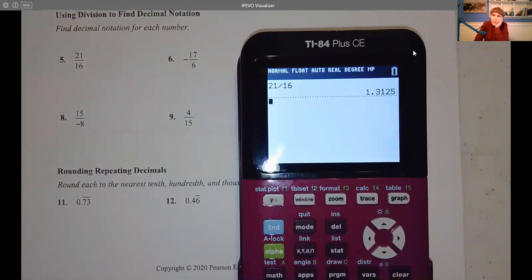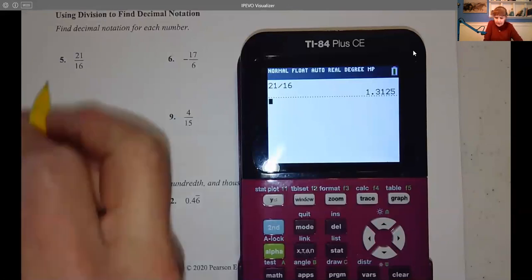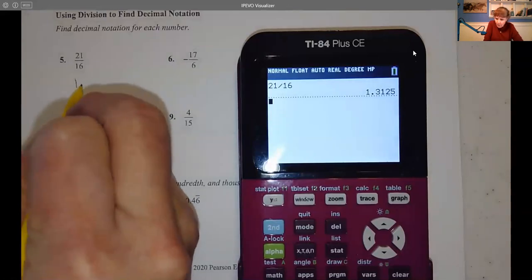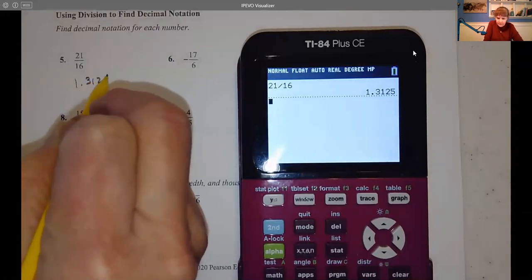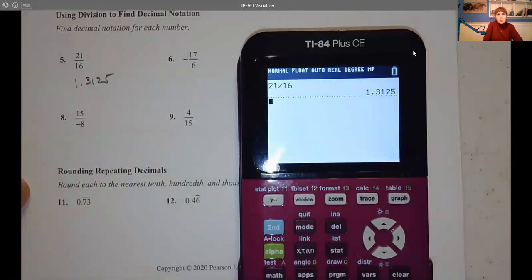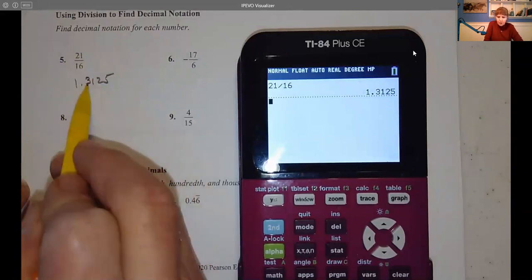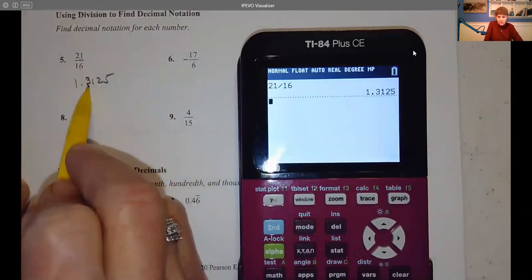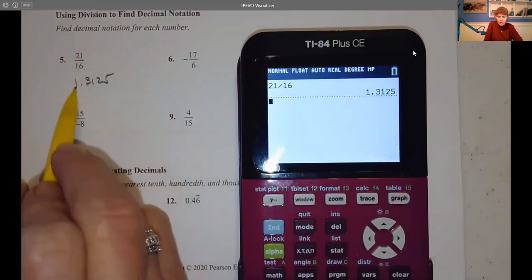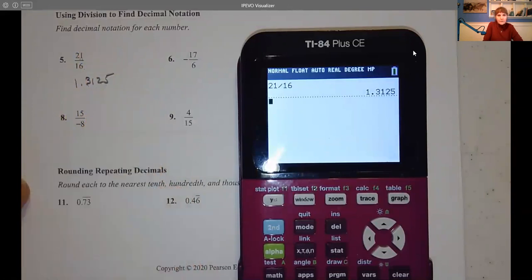It doesn't tell you where to round off your answer. And if they do, you'll need to round it off. But in this case, they don't. So what MyMathLab wants is 1.3125. So these two are equivalent in value, 21/16 or 1.3125. They mean the same thing.